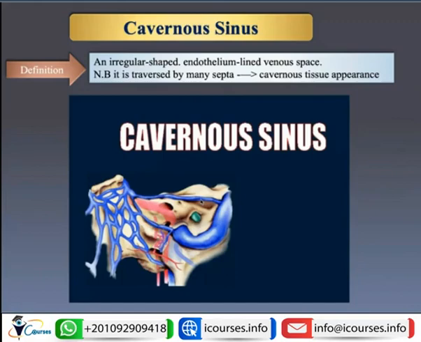Finally, the final destination for the venous drainage of the eye will be the cavernous sinus. So what is the cavernous sinus? From its name, it is a sinus that has many septa or cavernous. So it is an irregular shaped endothelial lined venous sac that's traversed by many septa that will give the cavernous appearance.